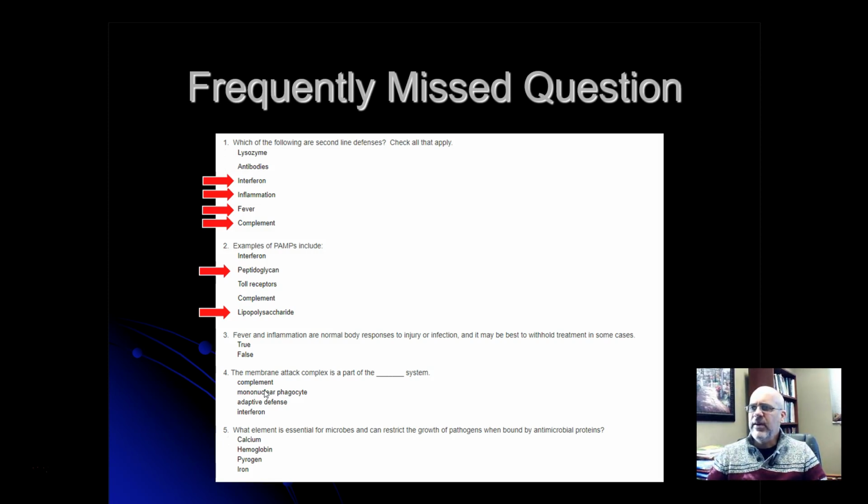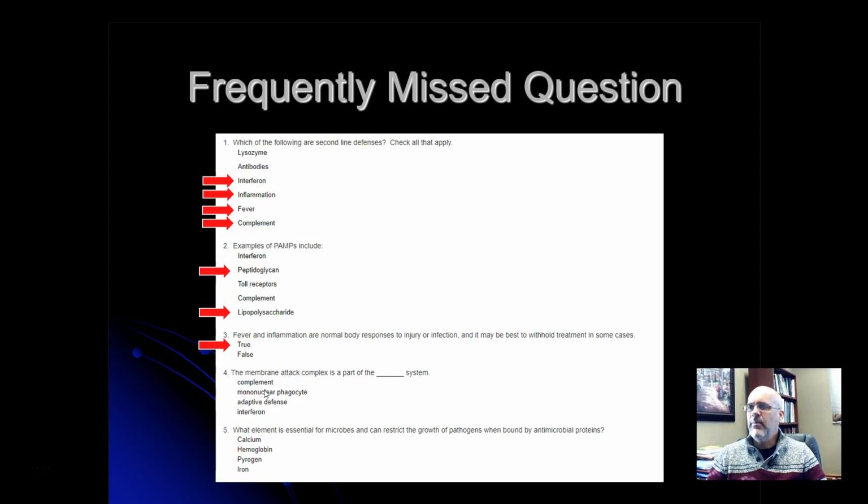All right, number 3, fever and inflammation are normal body responses to injury or infection, and it may be best to withhold treatment in some cases. Absolutely, yeah, we talked about that in class. Even though most of the time we want to take medication for even a low fever so that we feel better, if you can avoid it, it's probably helpful if you have a low fever to just let the fever run its course. Fever does have some benefits to immunity.